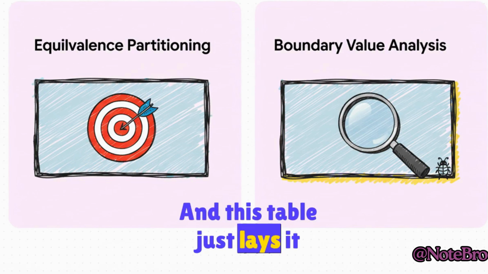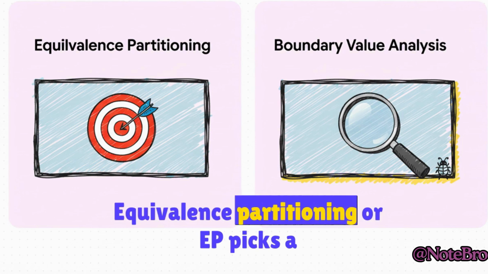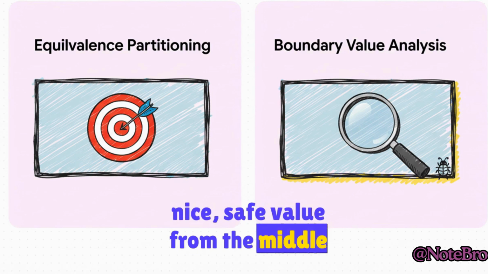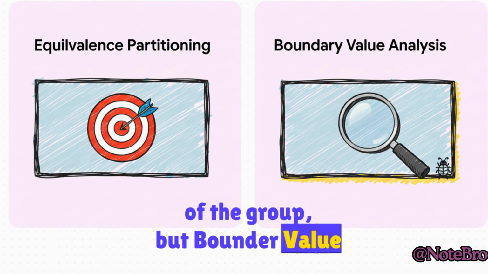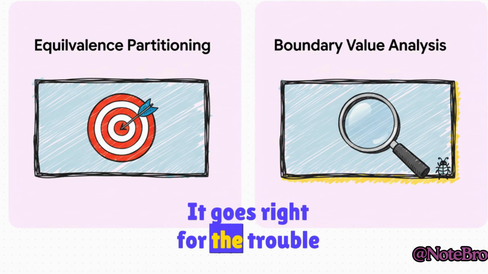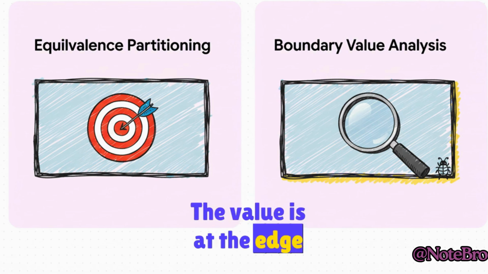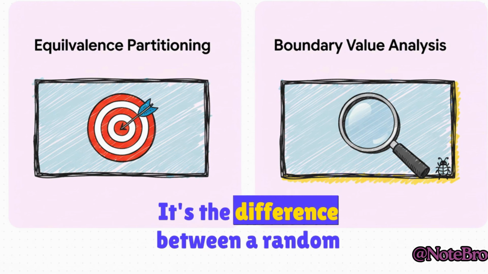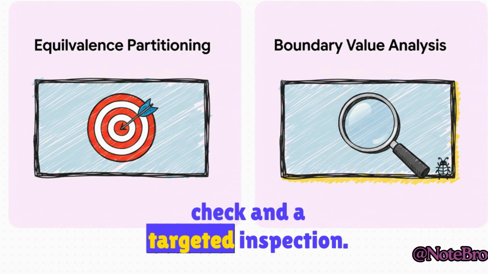And this table just lays it out perfectly. Equivalence partitioning, or EP, picks a nice, safe value from the middle of the group. But boundary value analysis, BVA, is a precision strike. It goes right for the trouble spots: the values at the edge and the values immediately on either side of that edge. It's the difference between a random check and a targeted inspection.